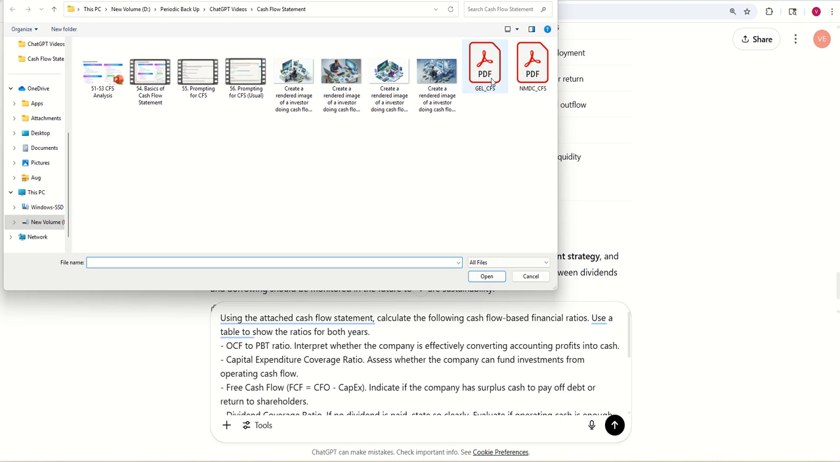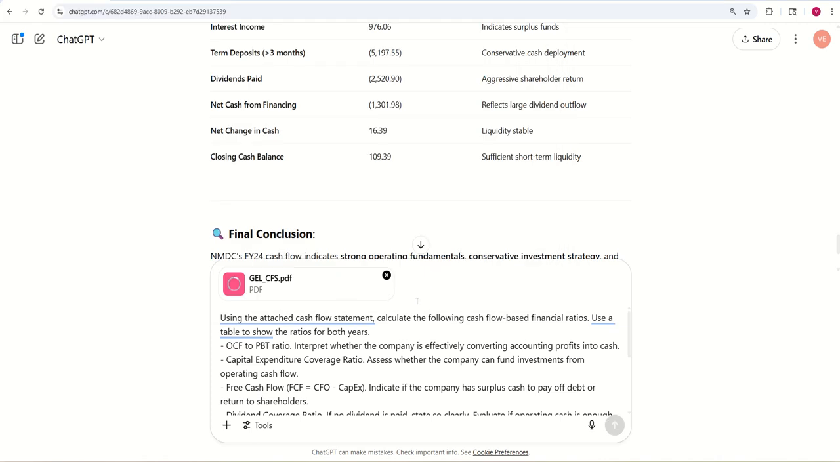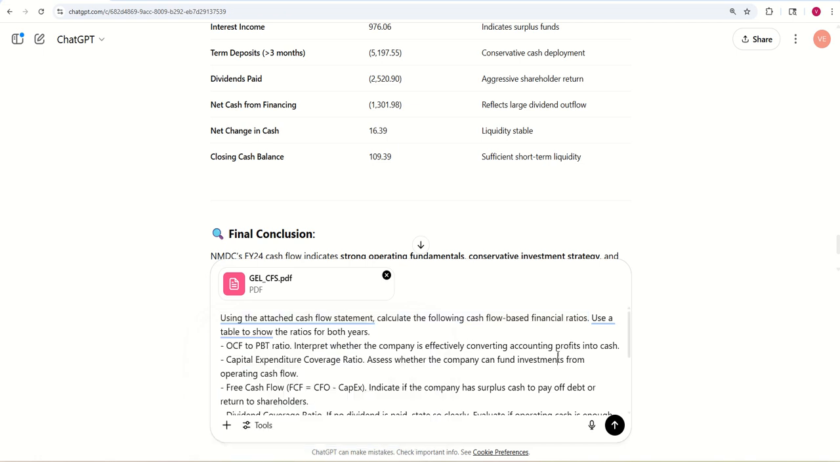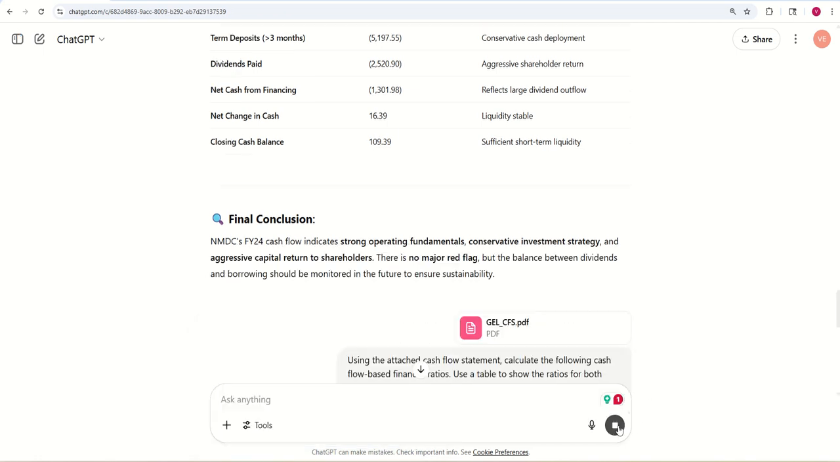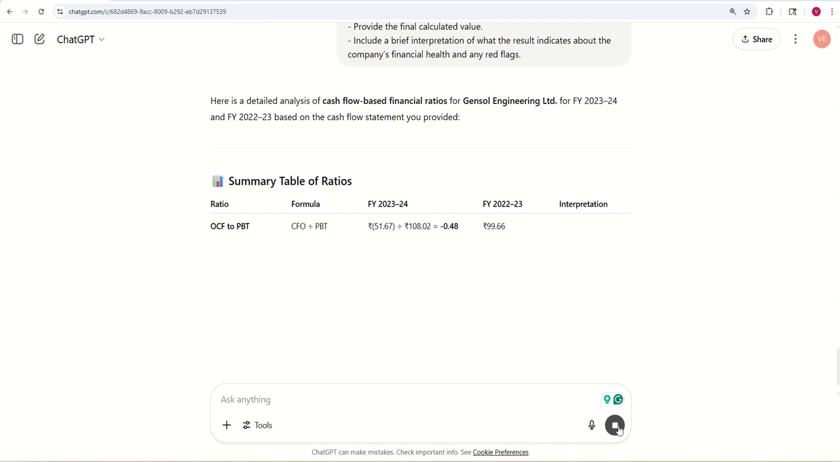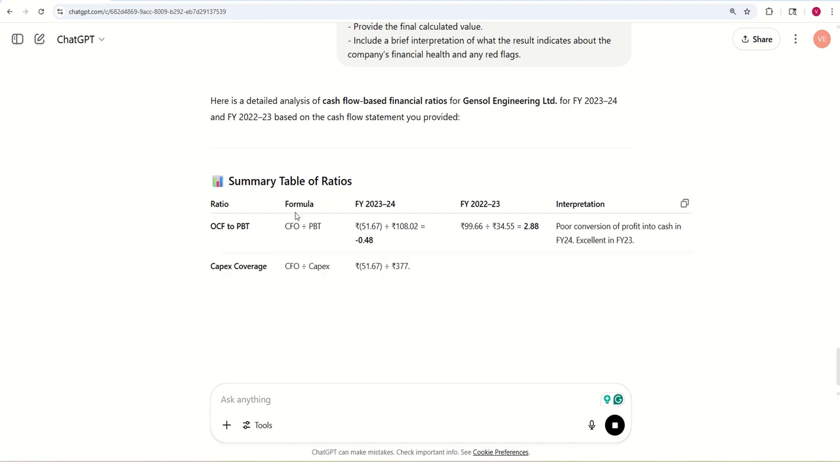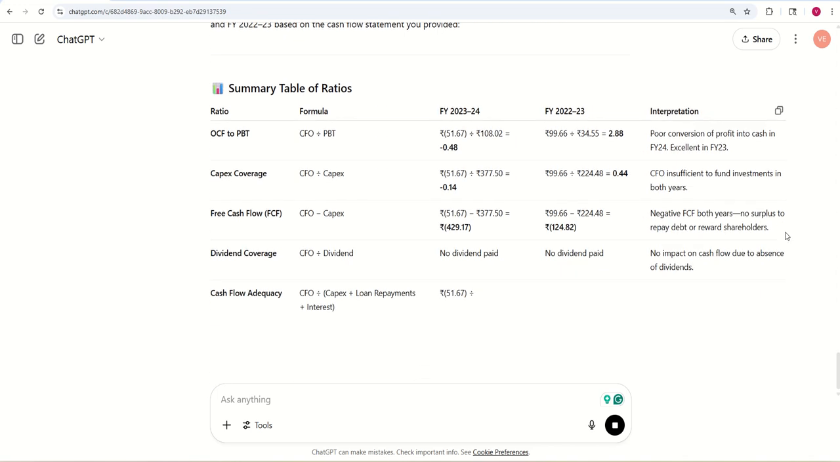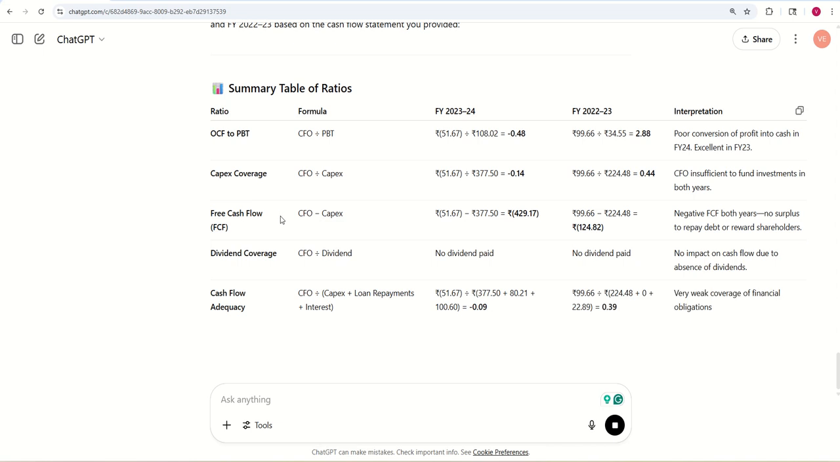Here I'm attaching the Gensol cash flow statement. It's now making a table. So for OCF to PBT, it shows the formula and the numbers it calculated. Numbers are here. Then capex coverage and free cash flow.